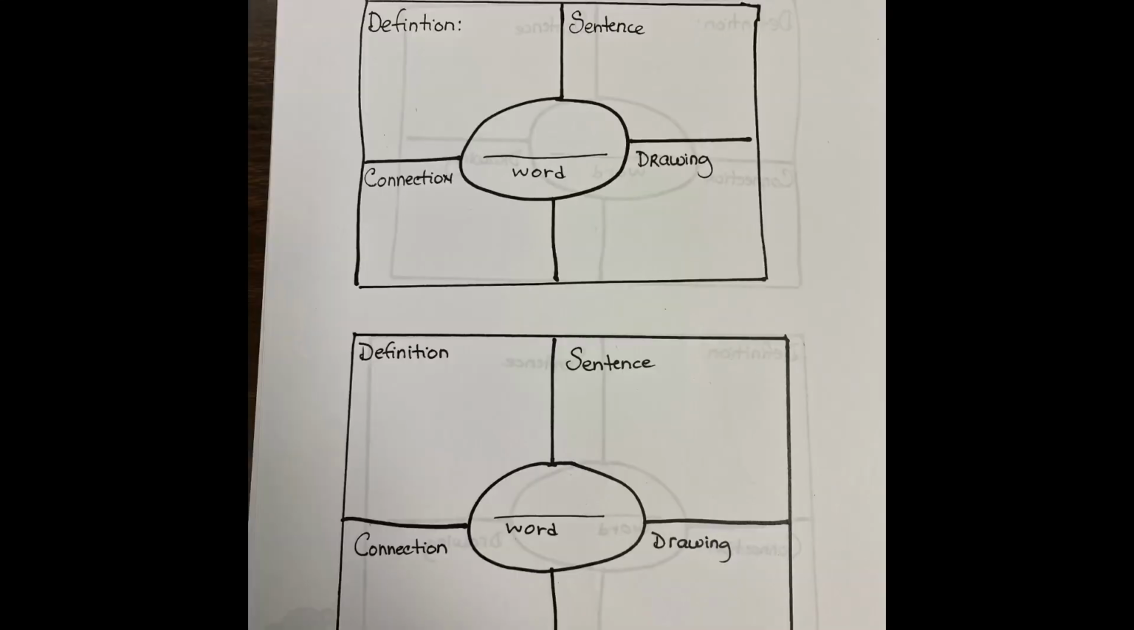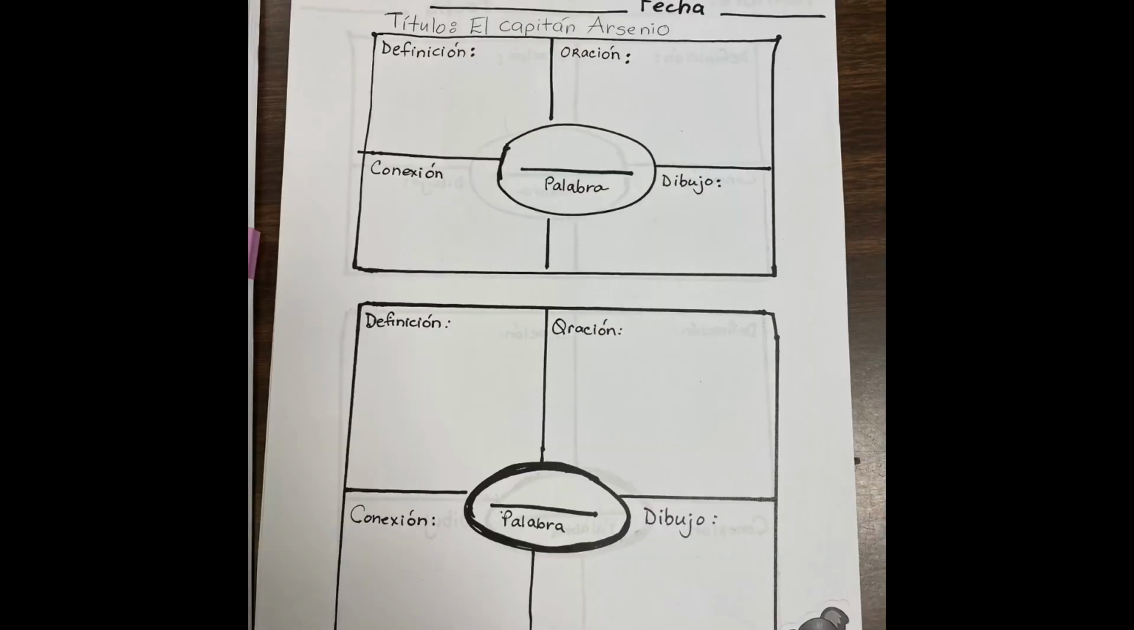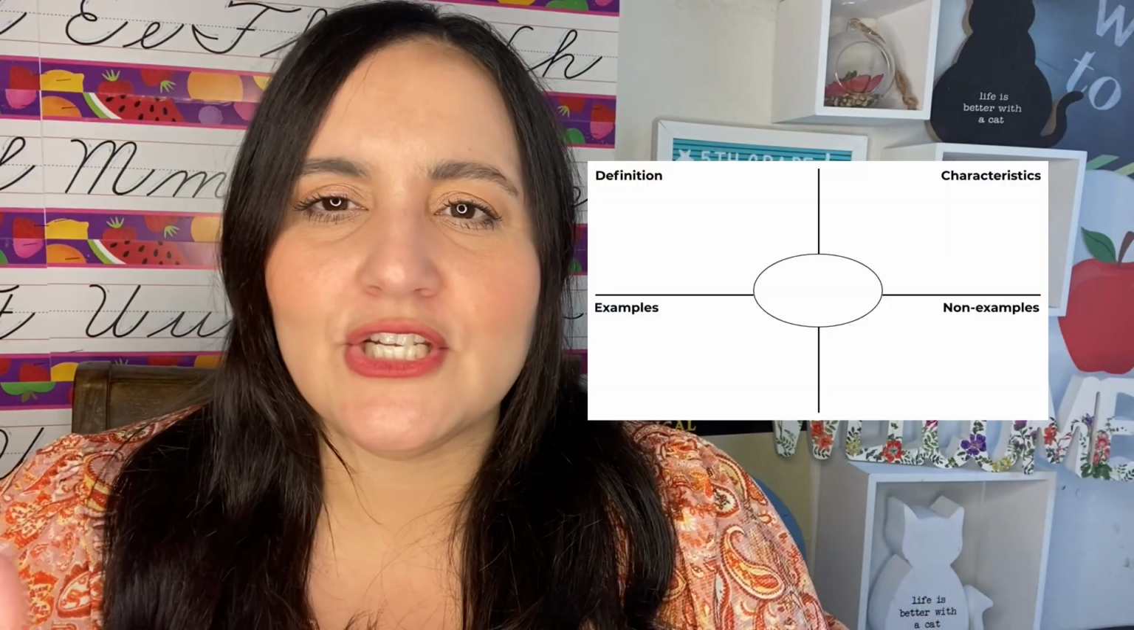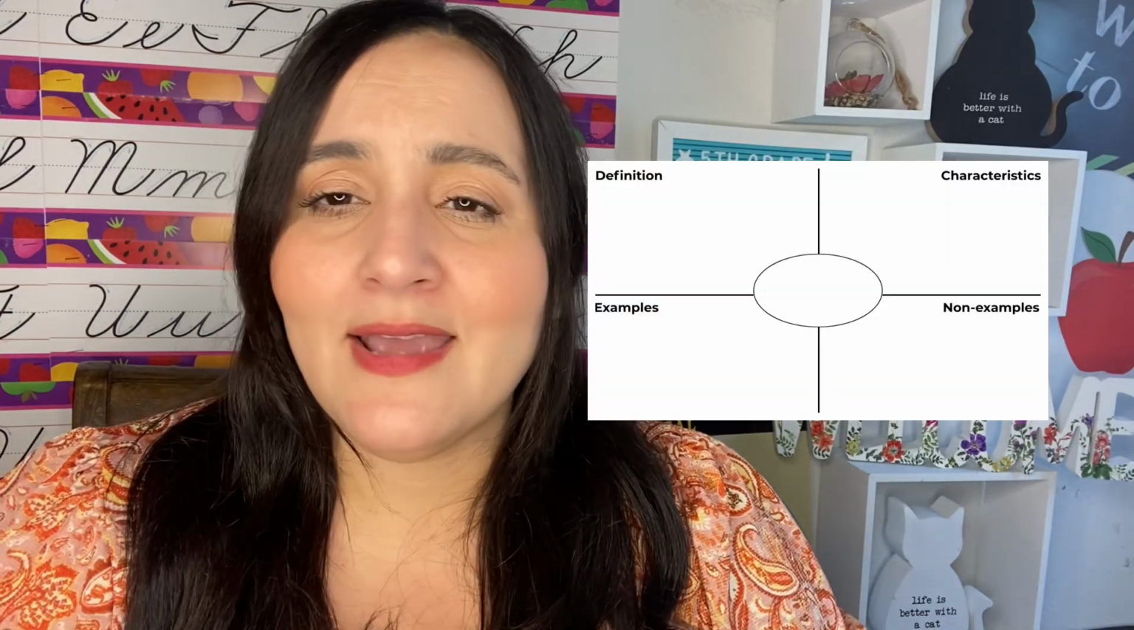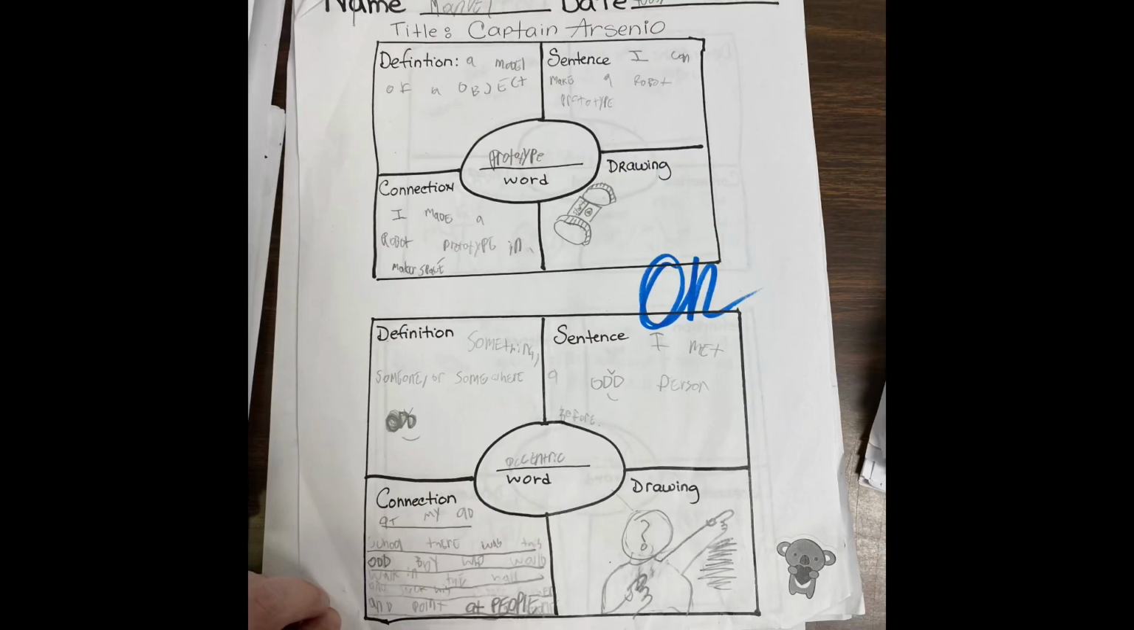The Frayer model is a way for you to apply that word differently. Some Frayer models include the definition, a sentence with it, examples, non-examples. My version of the Frayer model, the way I do it with my class, yes, they have to write the definition, they have to write a sentence with it, they can make a drawing related to the word, but I also use one of the squares for them to make a connection.